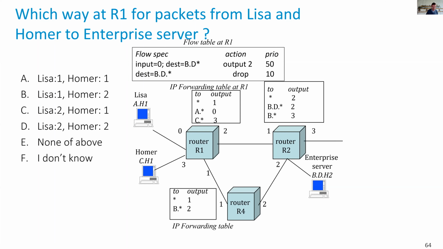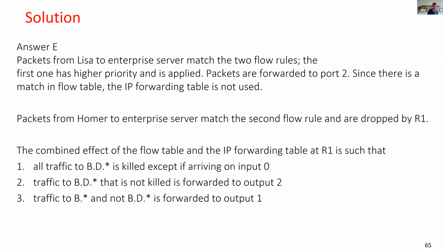The answer is the one given by the majority, which is E. So there are two flow rules. The first one has higher priority and is applied because Lisa matches 2, so the packets are forwarded to port 2. Since there is a match in the flow table, the IP forwarding table is not used. Packets from Homer match the second flow rule and are dropped, as you can imagine, because Homer is usually doing bad things.